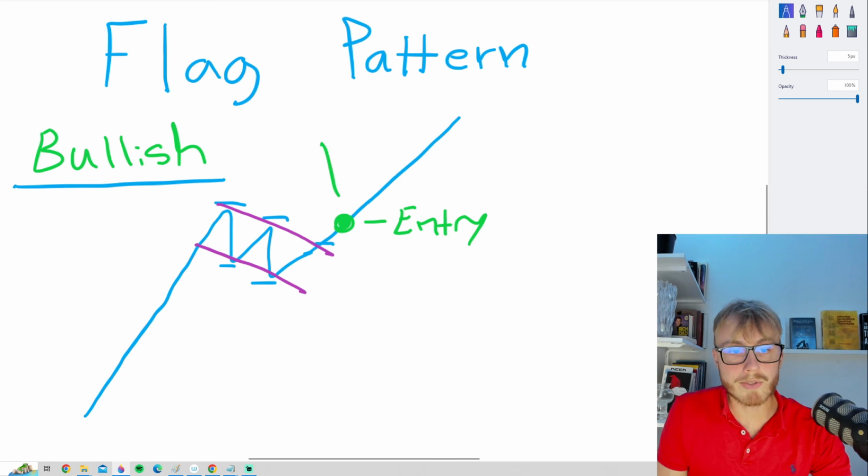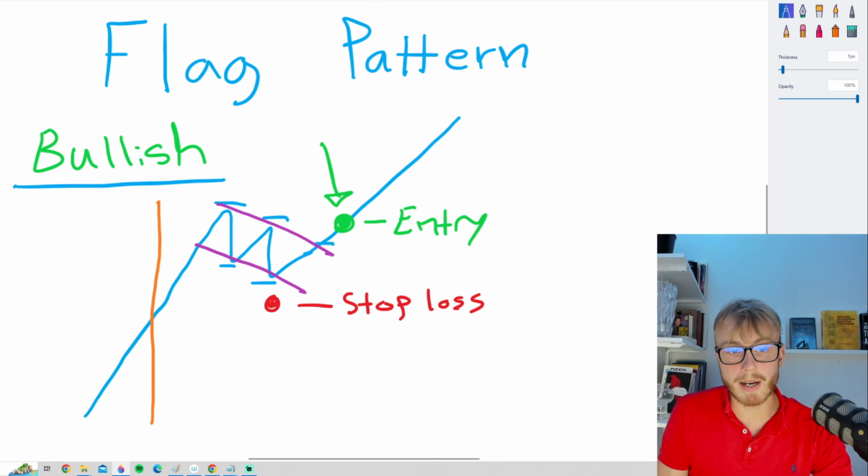The most common way to enter this pattern is to enter somewhere around here. So you have your entry point here after the breakout. The stop loss I usually set below the lowest point of the flag, so below this point. You might set your stop loss somewhere around here. As for your profit target, you usually measure the length of the impulsive move up. You take this measurement, measure here from the lowest point, and there is your usual target level.